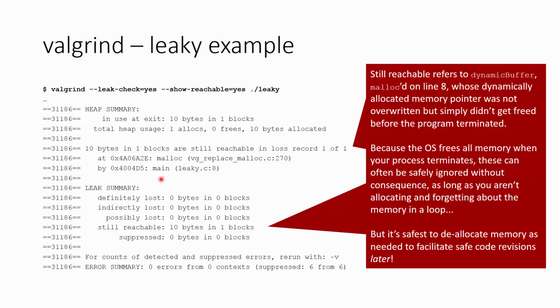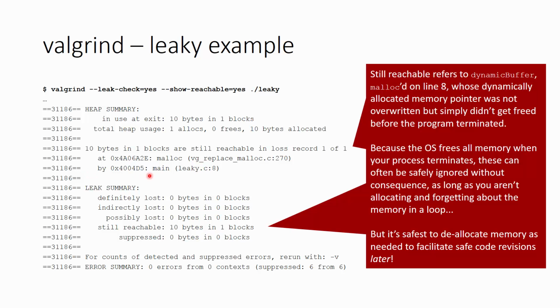So malloc and then main, where it was used, that we have some bytes that are still reachable, that we can still hit, because we never deleted that particular pointer. So the still reachable is referring to the dynamic buffer whose dynamically allocated memory pointer was not overwritten, but we simply didn't free it before the program terminated. Because the operating system is going to let go of all of the memory when your process terminates, you can usually ignore this kind of warning, this kind of error.